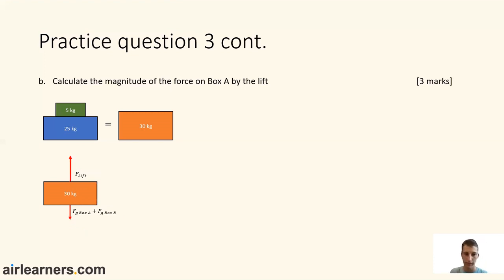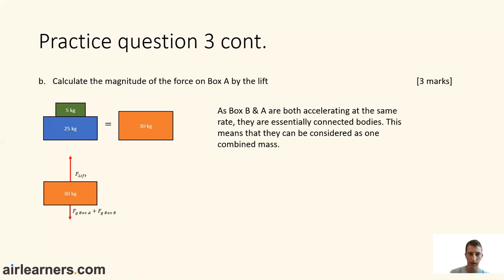So right, let's just keep going. As box B and A are both accelerating at the same rate, they're essentially connected bodies. This means that they can be considered as combined mass. And that's the reason for it. So that you don't have to write that as part of your answer. That's just me giving some explanation.